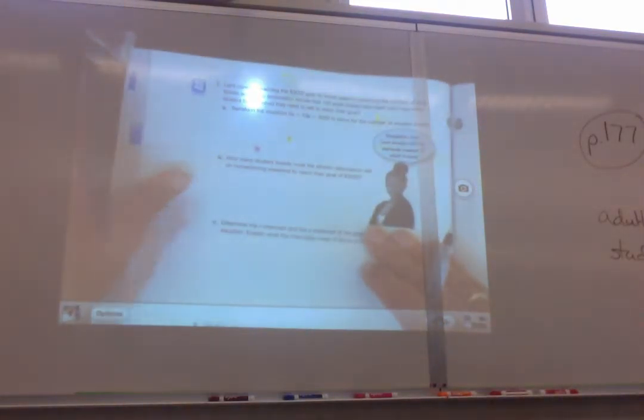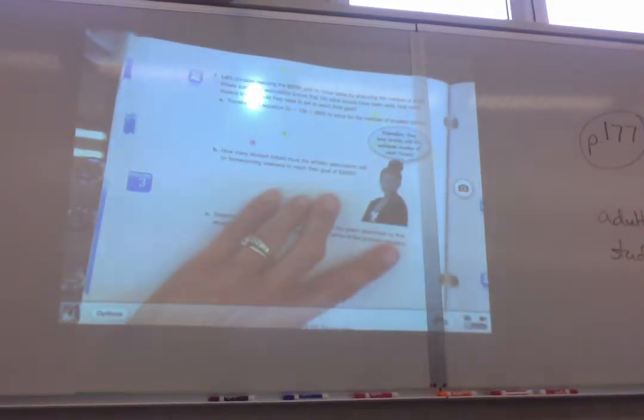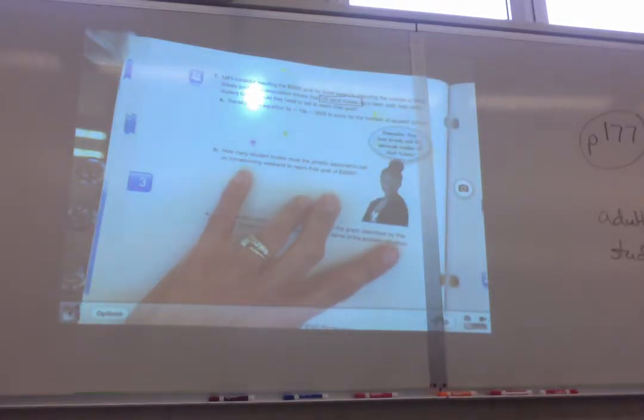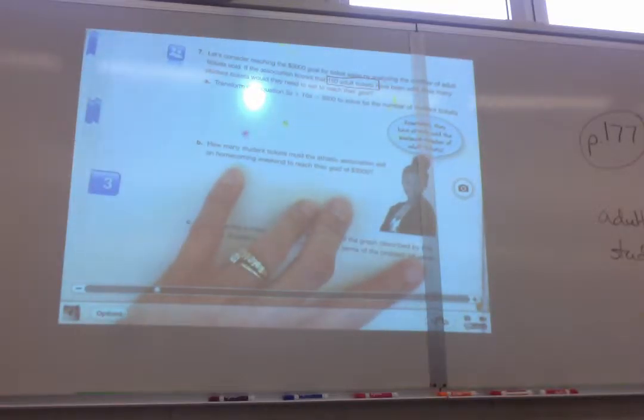Andy, could you read number 7 for us, please? Let's consider reaching the $3,000 goal for ticket sales by analyzing the number of adult tickets sold. If the association knows that 150 adult tickets have been sold, how many student tickets will they need to sell to reach their goal? Okay, so this time we know 150 adult tickets. Put a box around the number of adult tickets, please. Same goal, we need to sell 300 students, but adult tickets.